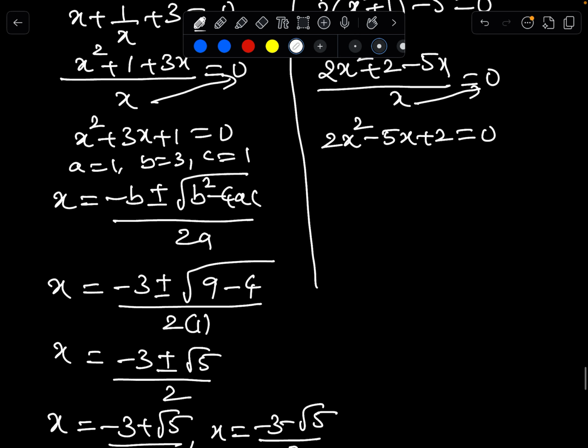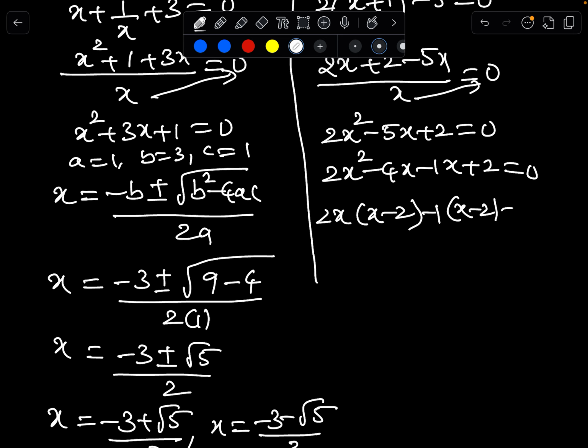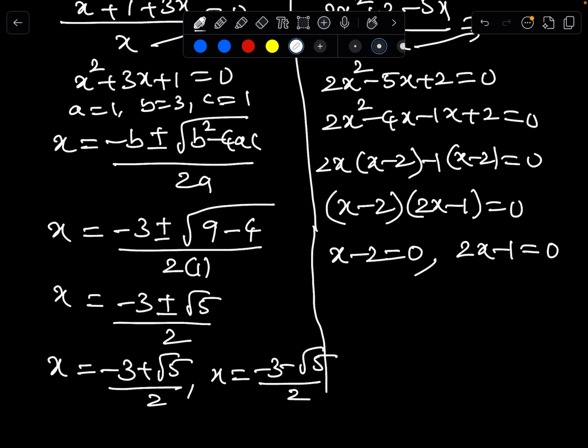2 times 2 is 4. The factors of 4 are 4 and 1, with difference 3 and sum 5. 2x square minus 4x minus 1x plus 2 equal to 0. In the first two terms, 2x common: x minus 2. In the last two terms, minus 1 common: x minus 2 equal to 0. Here x minus 2 is a common factor, then 2x minus 1 equal to 0. So x minus 2 equal to 0 is one factor, and 2x minus 1 is equal to 0. The product of two factors equal to 0 means either one or the other is 0. So from this we get x equal to 2, and 2x equal to 1, x equal to 1 by 2.